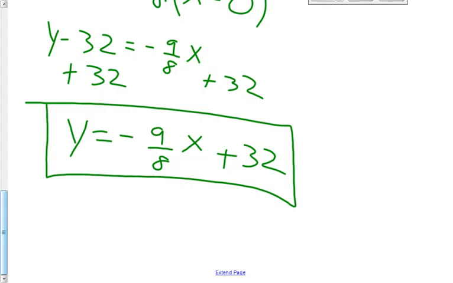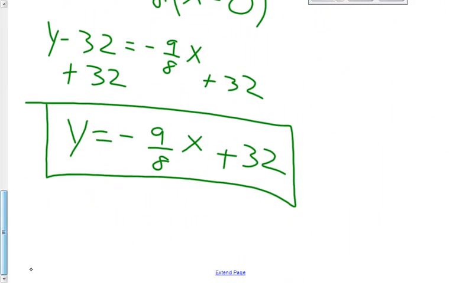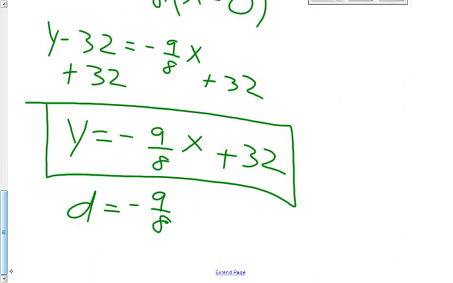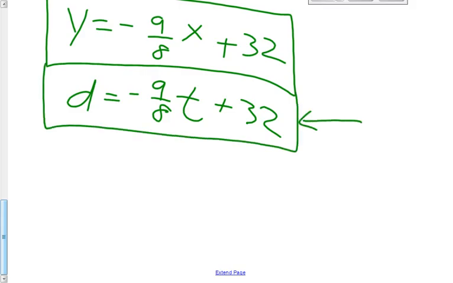However, they don't use y's and x's. Every time you see a y, you're now going to put a d. So we have d equals a negative 9/8 x, and x is this time the variable t, plus 32. This, class, I believe, is the answer that they want you to have on Excel Math.